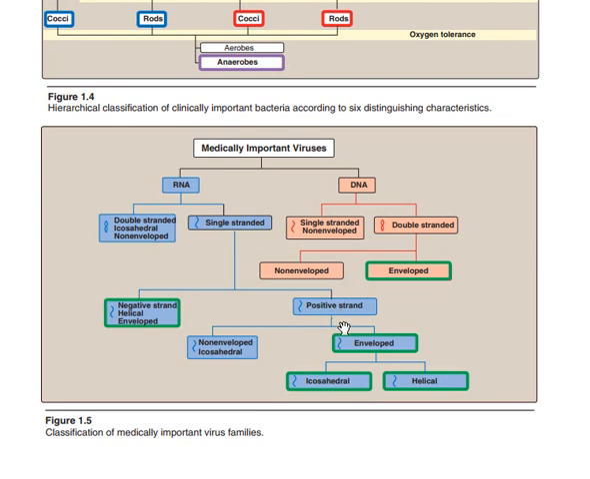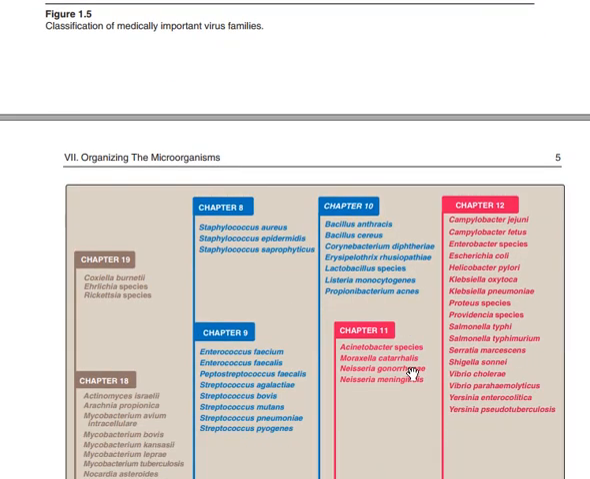And now the positive strand is divided into two. You have the non-enveloped, icosahedral. Icosahedral means that the shape is icosahedral. Is it clear? So non-enveloped, and the shape is icosahedral, and then we have the enveloped. Now inside the envelope we have the icosahedral and the helical. Is it clear? So those are the different aspects that you have to visualize here.